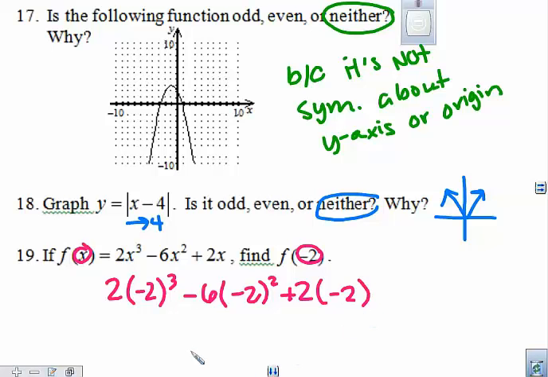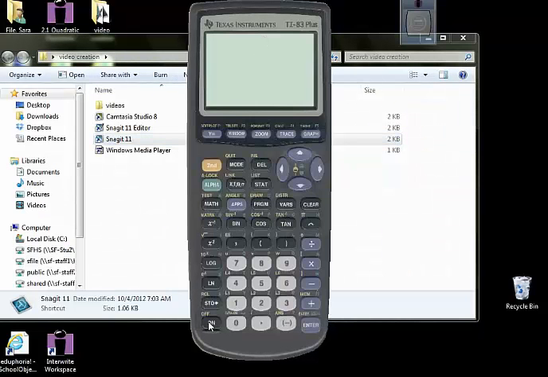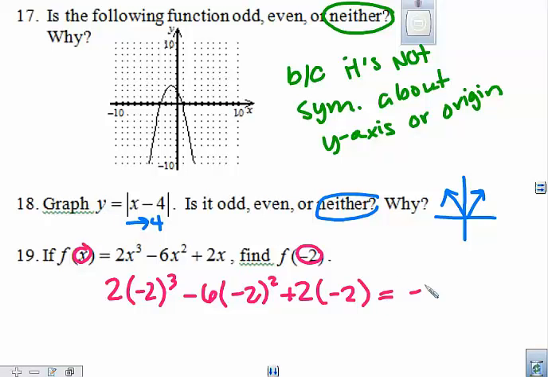Okay, I'm going to show you how to do this on your calculator. Okay, this is how it should be written in here. 2 times negative 2 cubed minus 6 times negative 2 squared plus 2 times negative 2, and that comes out to negative 44. So your value here is negative 44.